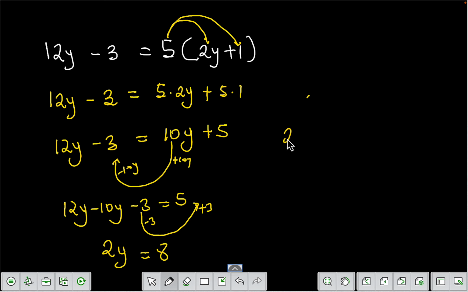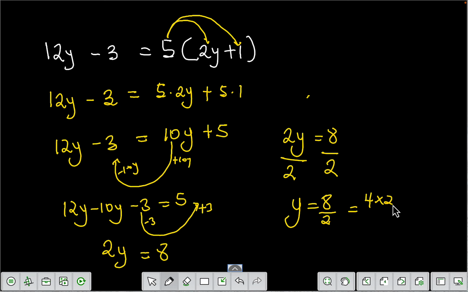Right? So given 2y equals 8, we can apply the division property of equality, where we divide this by 2, and again, to maintain equality, we need to divide this side also by 2. So y will be equal to 8 over 2, and 8 over 2 is the same as 4 times 2 over 2. So 2 cancels 2, and y equals 4.